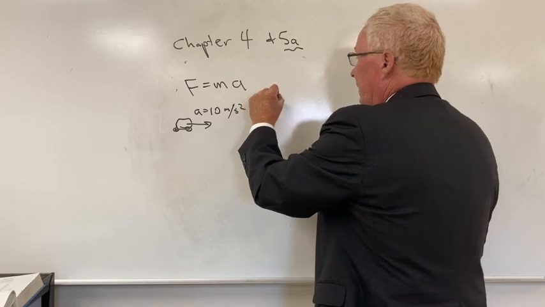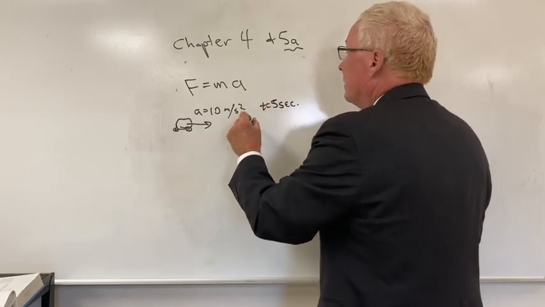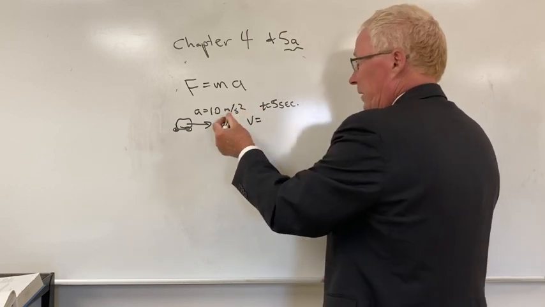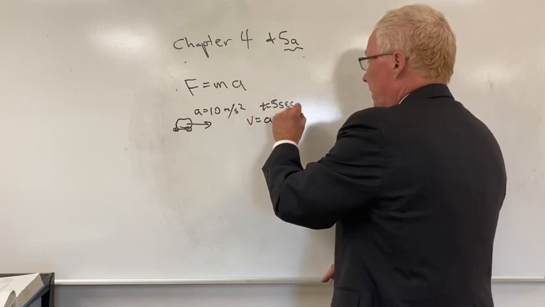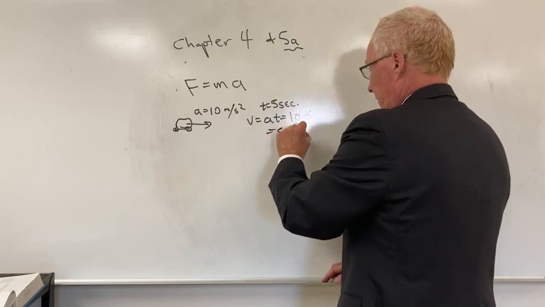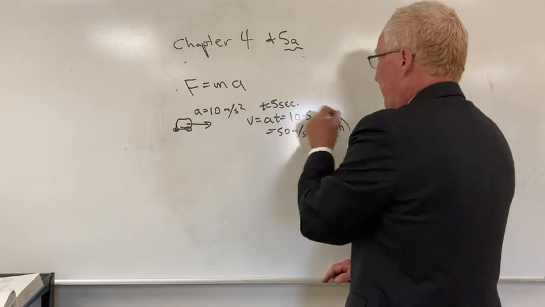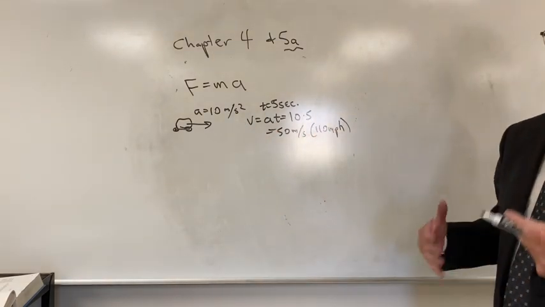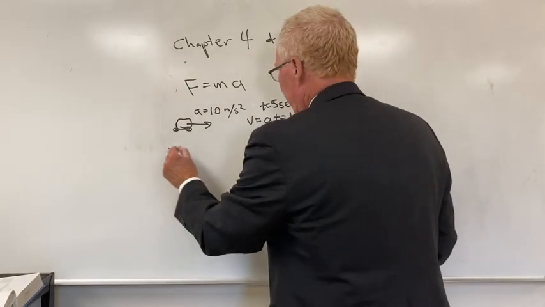If you keep that acceleration for, say, 5 seconds, your velocity will be acceleration times time. This will be 10 times 5. This would be 50 meters per second, which is about 110 miles per hour. So that's pretty fast. Going 0 to 110 in 5 seconds is quite the acceleration. You would feel it that way.